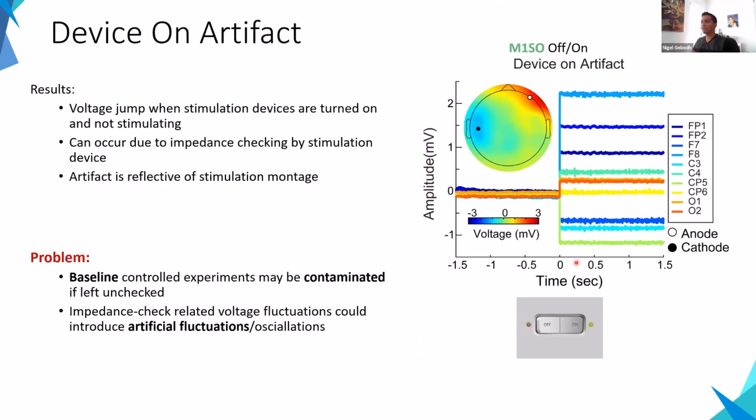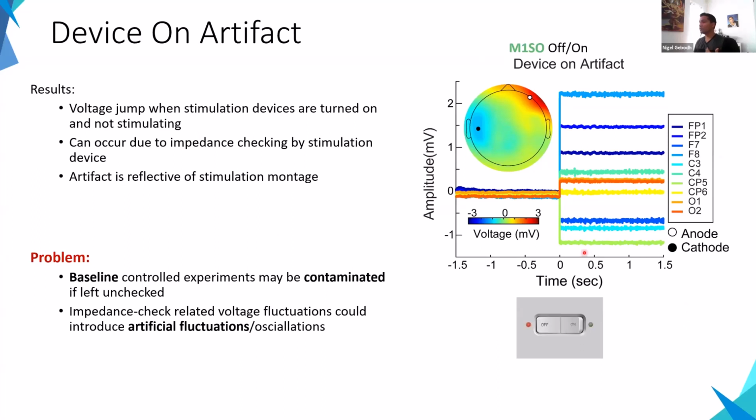So the last artifact that we looked at was a device-on artifact. And not many people realize that this was happening. Essentially, when you set the person up and they're connected to the stimulation device and you turn on the stimulation device but do not stimulate, most devices do an impedance check. They do an impedance check by releasing a small amount of current and measuring the impedance. And when it does that, it actually introduces a large voltage artifact.